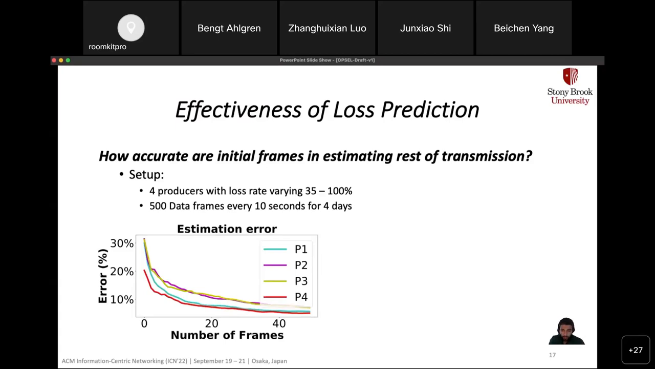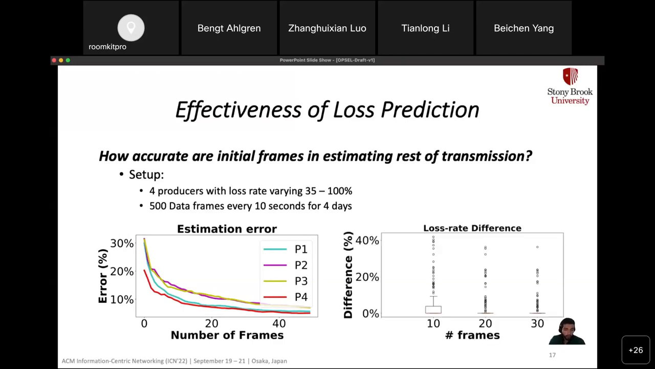We find that at 20 frames, regardless of the producer, our estimation is off by a maximum of 15%. And as you go to higher frame counts, it flattens out like a log curve, and it really doesn't matter. At five frames or so, it can go up to 20%, but once you go to 20 frames, it's near 12 to 14%, which is pretty low. Then we looked at box plots, and at 20 frames out of 500 frames, 95% of the time we're less than 5% off from the total real loss rate in the estimation. That tells us that we can actually use the initial frames to sample the loss rate for the total data coming in from each producer.